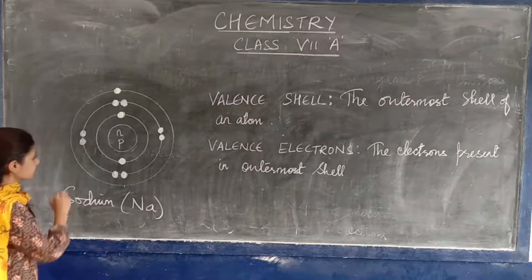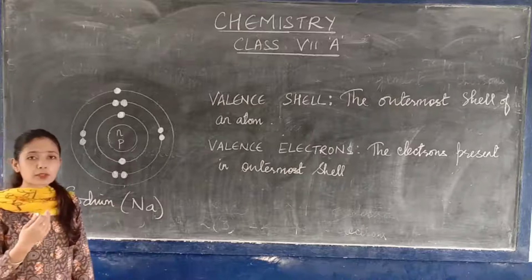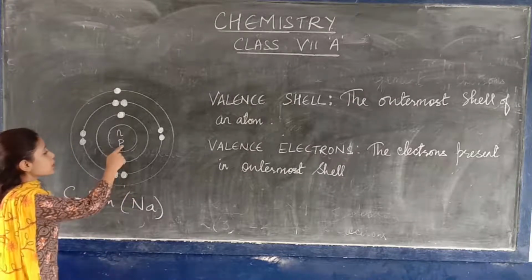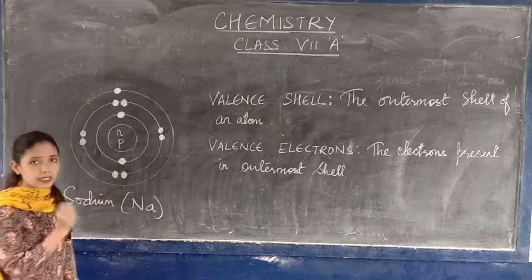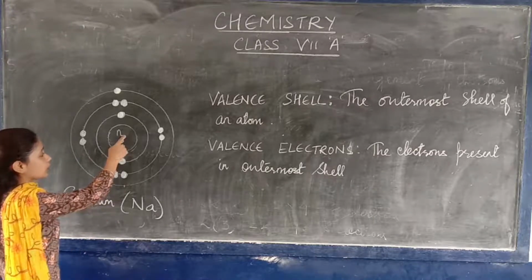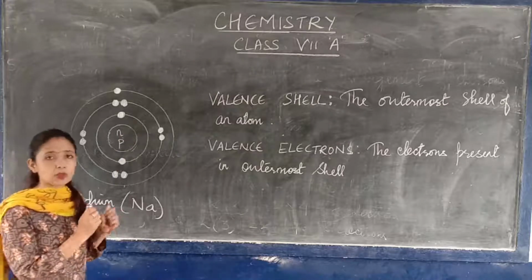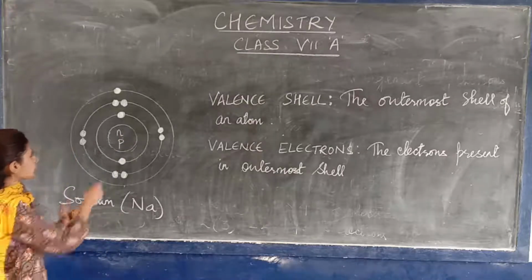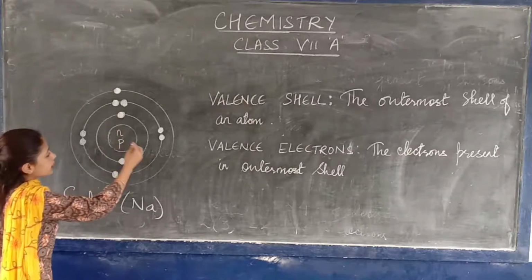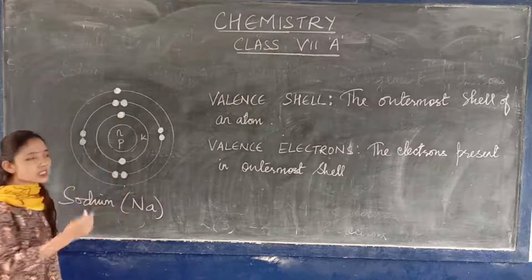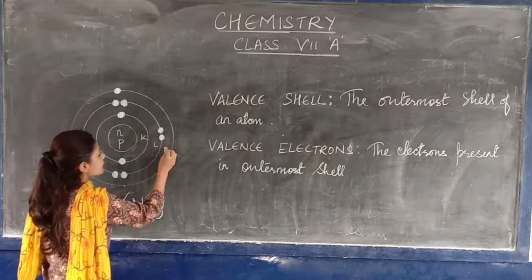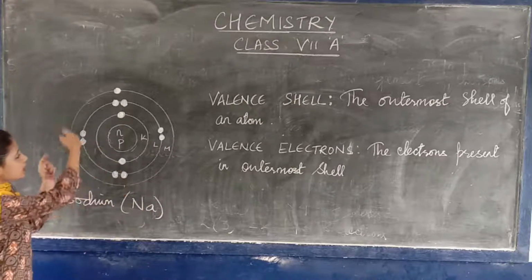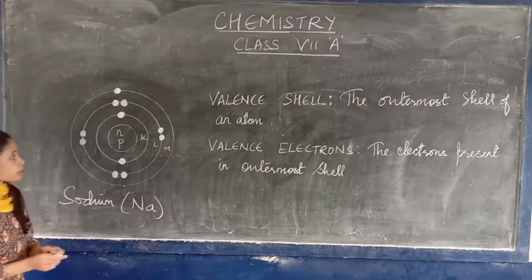In the previous class I told you that the charge of a proton is positive, the charge of an electron is negative, and a neutron does not have any charge. Here, this is called the first cell and it is denoted by K. This is the second cell, L, and this is the third cell, M. This is the atomic structure of sodium.